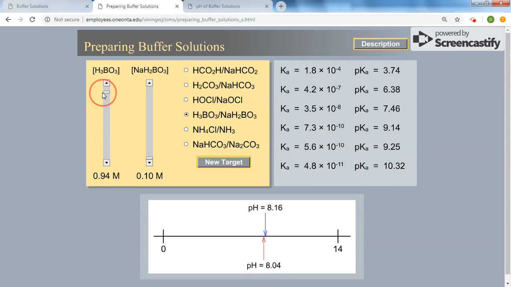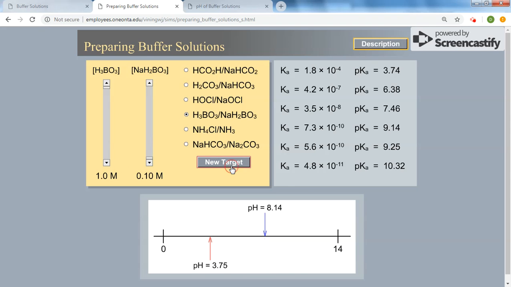Now notice there's quite a big change in your buffer system here, so this is not ideal, simply because the bigger the difference in the concentration of your acid and base, the less efficient the buffer system it is. So in other words, it can't absorb both acid and base. It can only start absorbing one, and then eventually it does not work anymore if there's too big a difference.